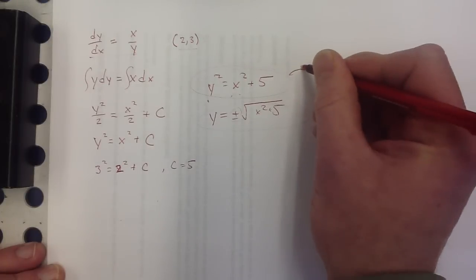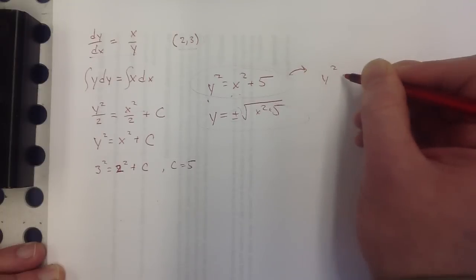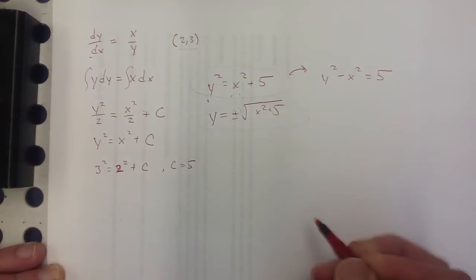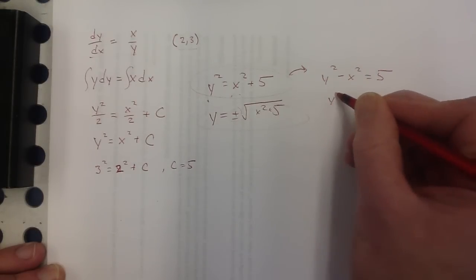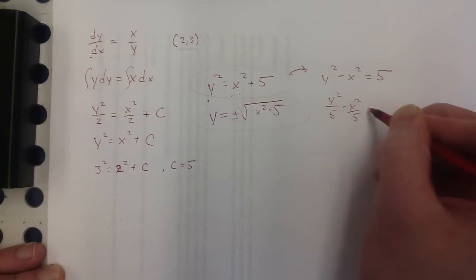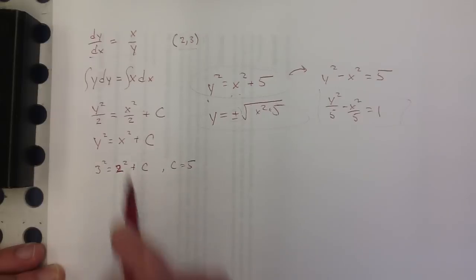And maybe if I write it in a different form, y squared minus x squared equals 5. Do you recognize what it is now? What if I divided the whole thing through by 5? y squared over 5 minus x squared over 5 equals 1. Now do you recognize what it is? It's a hyperbola. So it turns out this is the differential equation for a hyperbola.